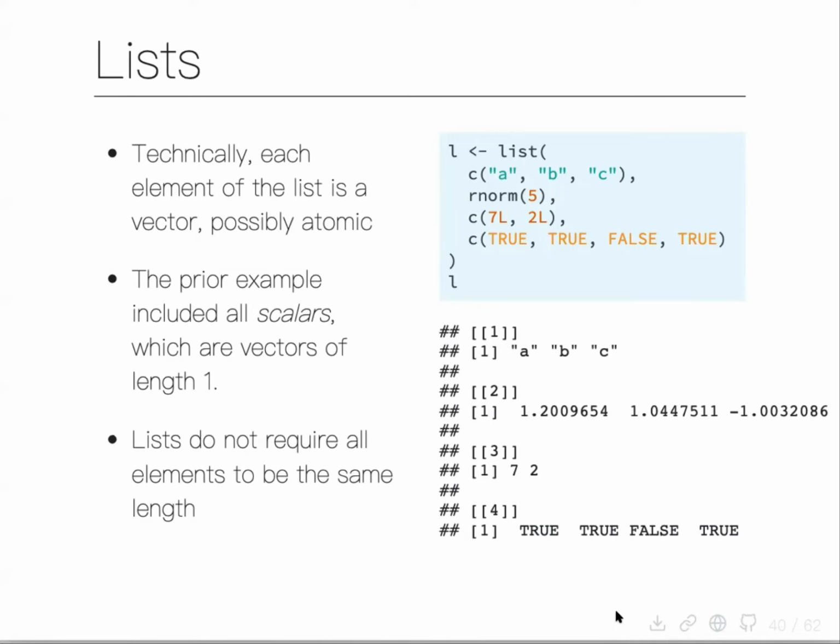Lists do not require all the elements to be of the same length, though. So here's another example where I have L, and we've got a character vector of length 3, a vector of type double that's of length 5, an integer vector of length 2, and a logical vector of length 4. Okay, and again, it stores all of that without any problem.